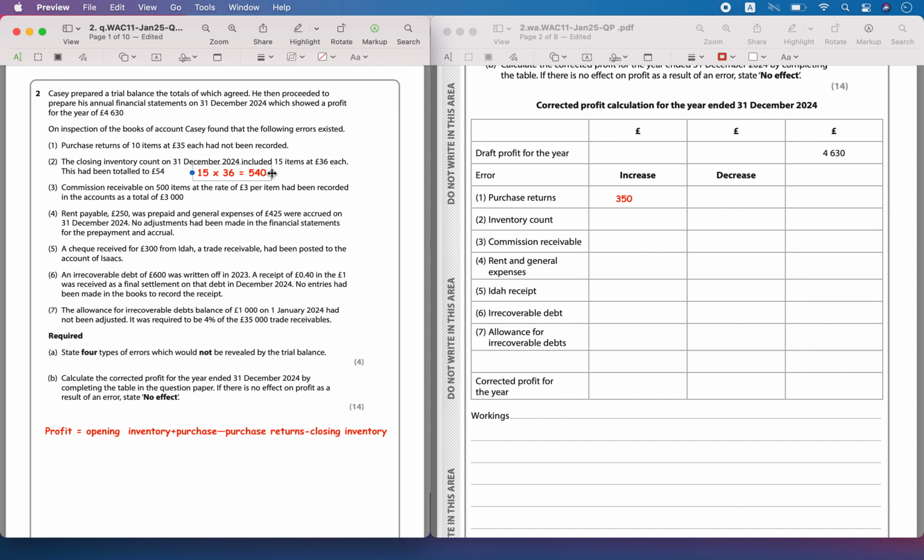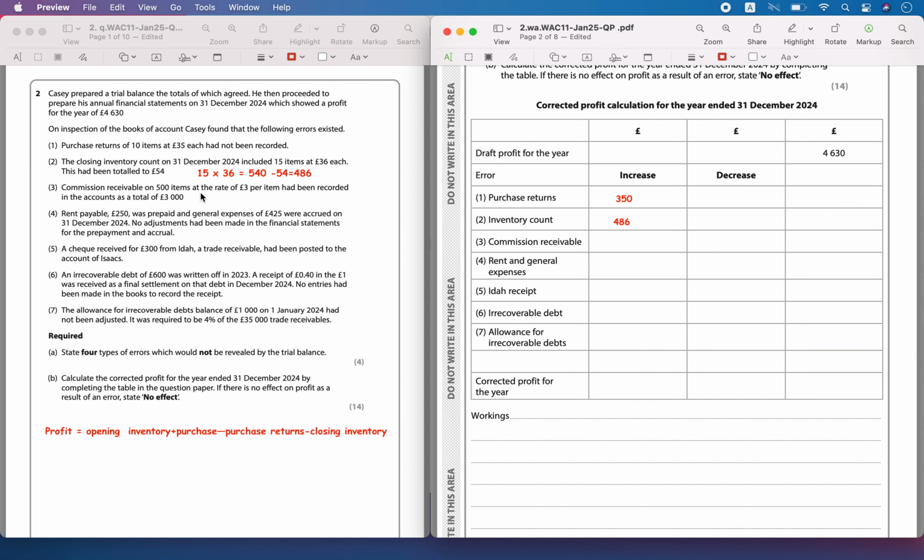So we have to include 540 minus 54, because that had been just written as 54. So 540 minus 54 is equal to 486. So 486 pounds has to be included as closing inventory. When you include this, it is also going to result in the profit being increased.